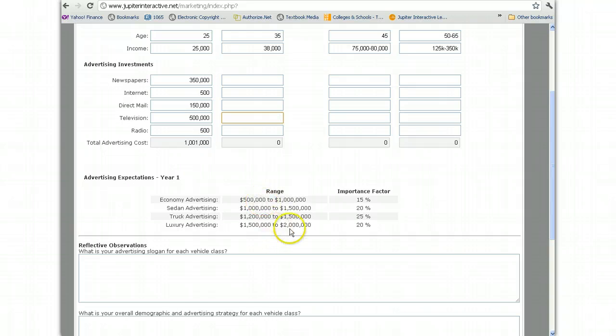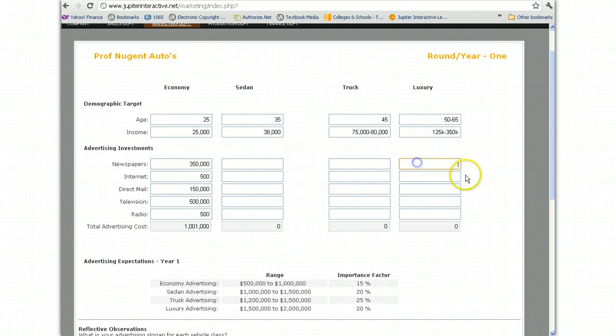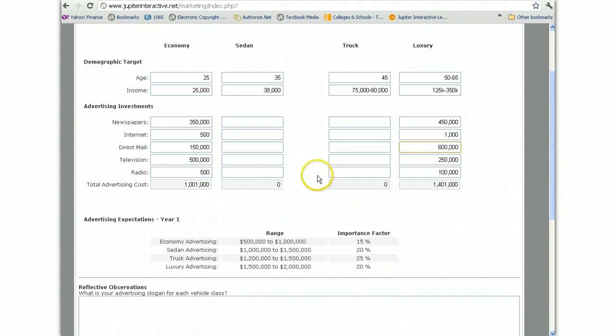And maybe for a luxury, I would be spending more money in the categories because for this vehicle, the advertising is typically a lot stronger. Okay, so that's basically the general point there. Let me just fill these in with any numbers just to get this moving along.